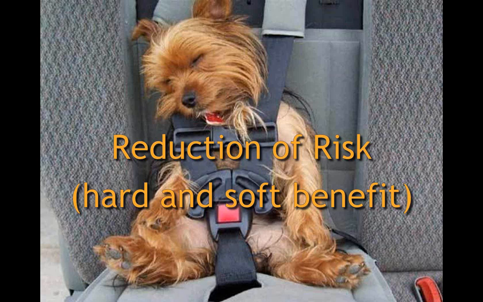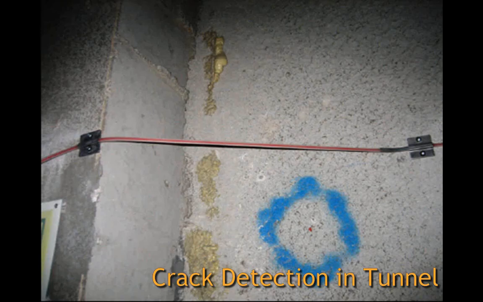The second important benefit is related to the reduction of risk. And this is at the same time a hard benefit and a soft benefit. It can be a hard benefit if, for example, a reduction of risk corresponds to a reduction of insurance cost or other upfront cost of the owner. But it can also be a soft benefit, for example, by reducing the risk of damaging the image of a company or other similar indirect damages.